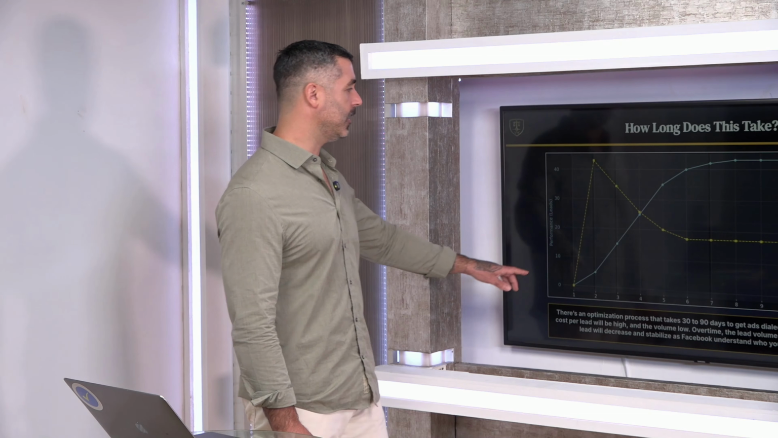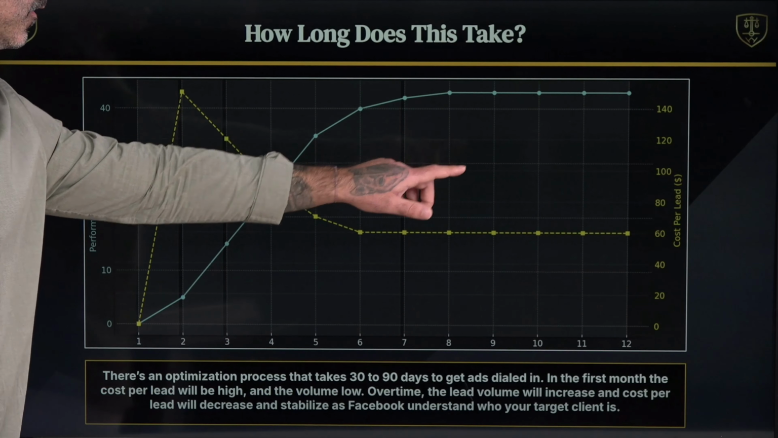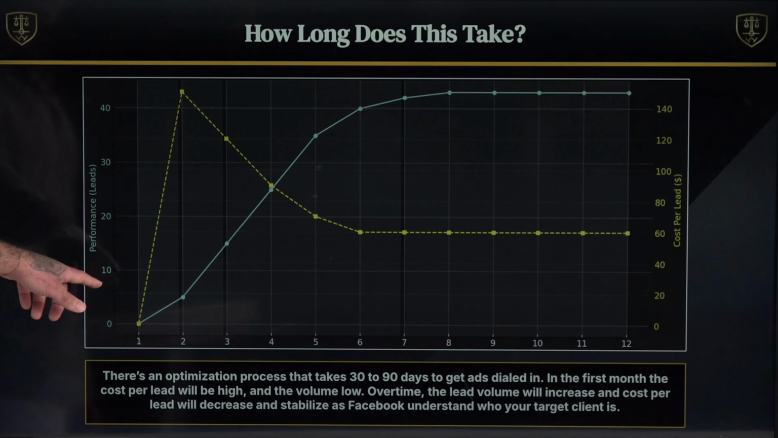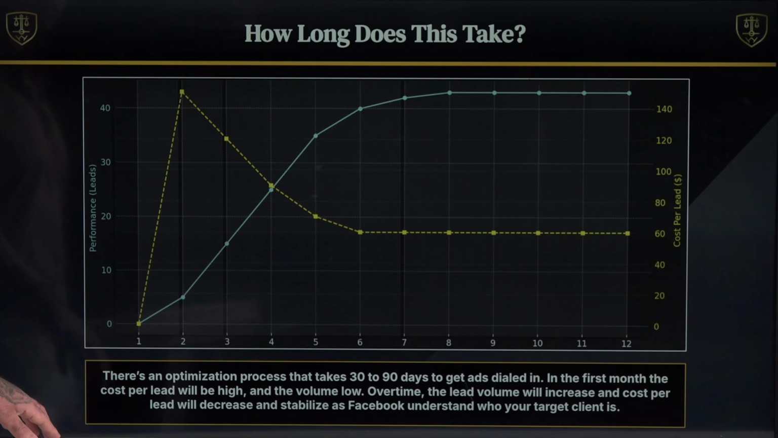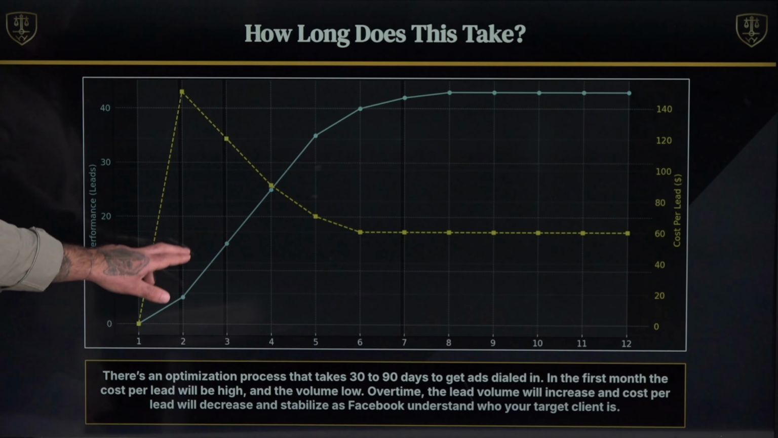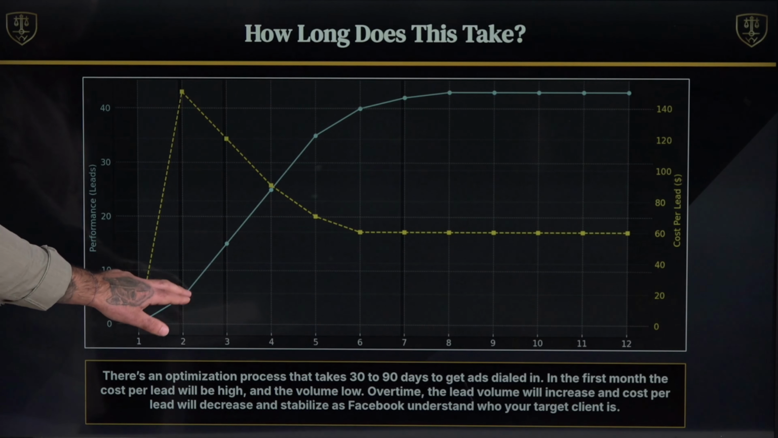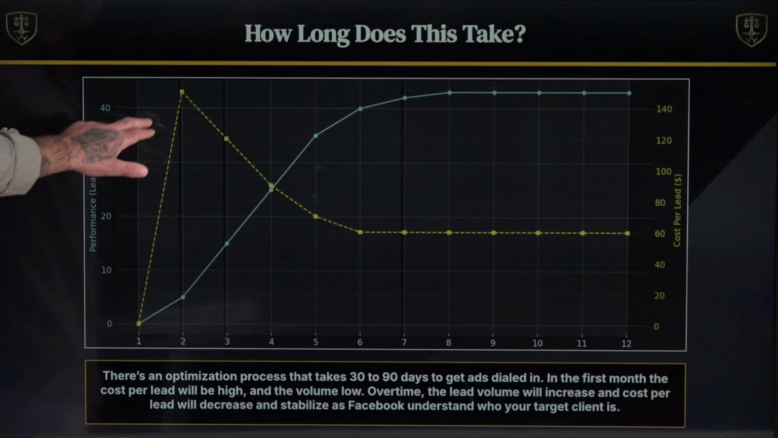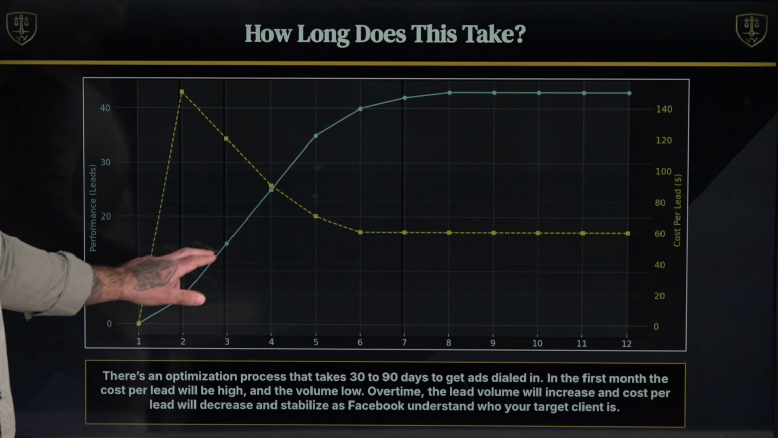So the orange line here shows you the cost per lead, and the blue line over here on the left is the performance in terms of number of leads. You can see month 1 going into month 2, you'll see a spike, some leads coming in, but a spike in cost per lead. But you can see the cost per lead goes down over time as you get more leads coming in.